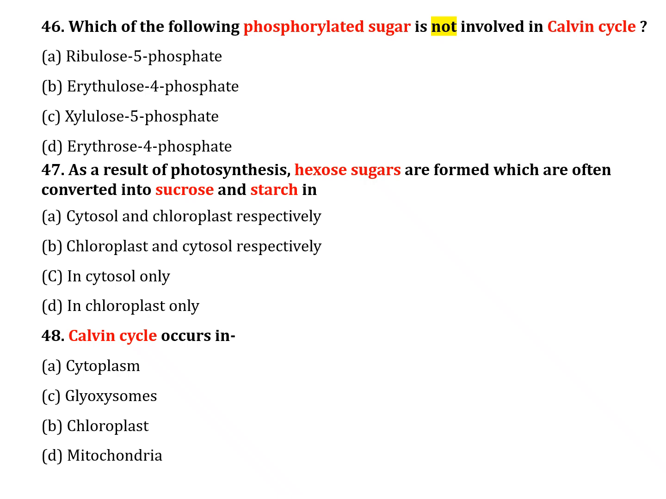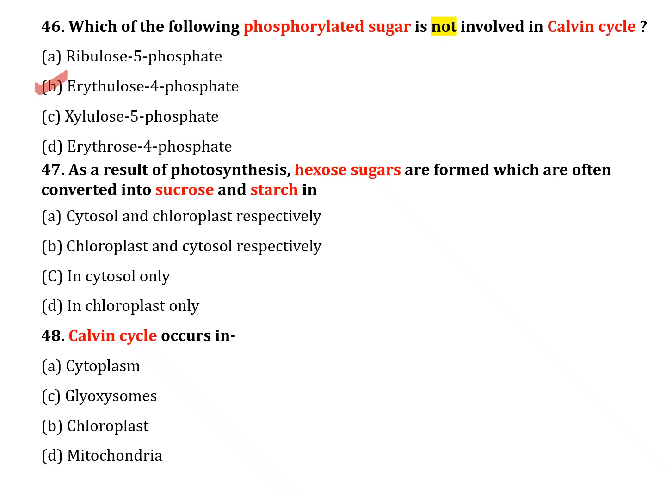The next question, number 46. Which of the following phosphorylated sugars is not involved in the Calvin cycle? Option A, ribulose 5-phosphate. Option B, erythrulose 4-phosphate. Option C, xylulose 5-phosphate. Option D, erythrose 4-phosphate. The correct answer is option B, erythrulose 4-phosphate.